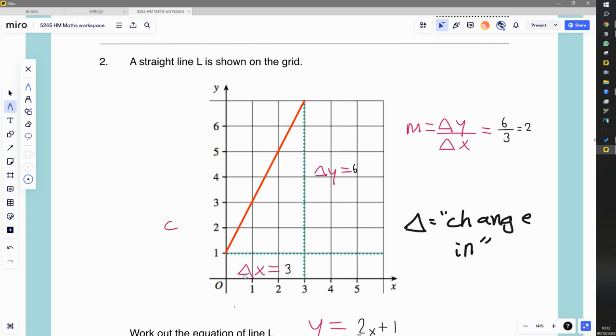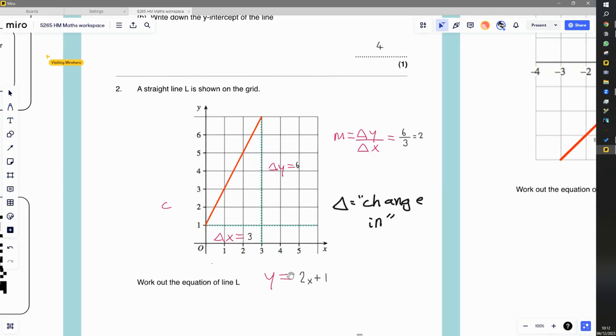So to work out the gradient, m, you do the change in y divided by the change in x, which would be 6 divided by 3, so 2. And we can see from this example that the intercept is 1. So we end up with the equation y is equal to 2x plus 1.